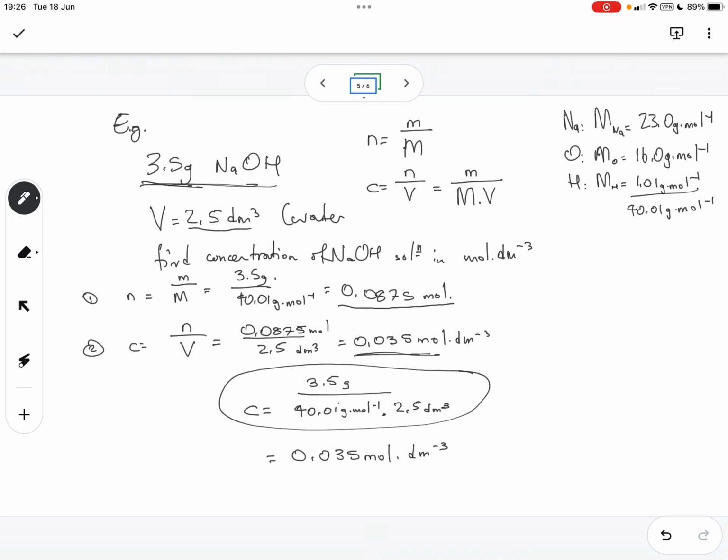Namusha, I don't think you got this part, but the units for mass are grams. The units for molar mass are grams per mole. What's on your mind? I'm following. You're following, okay.